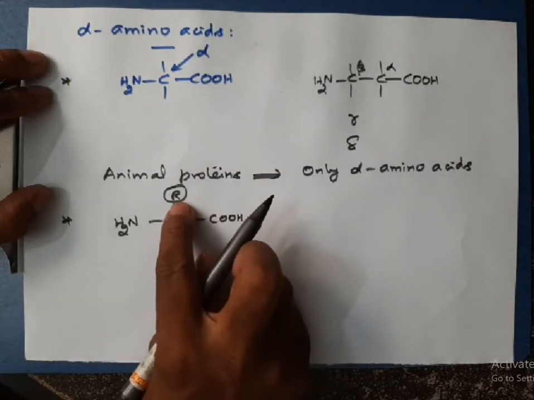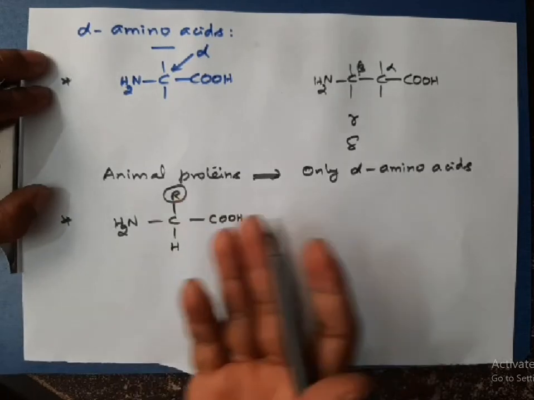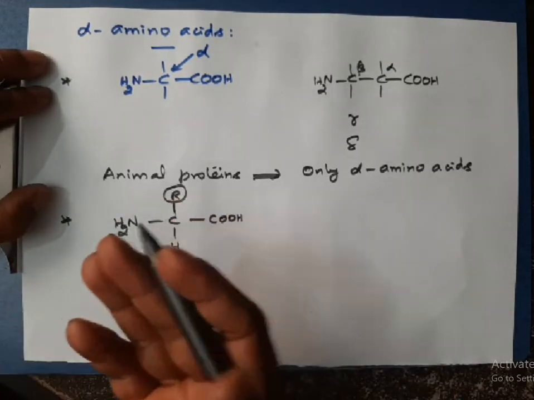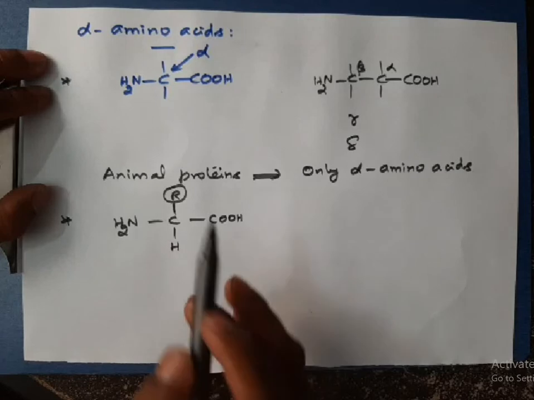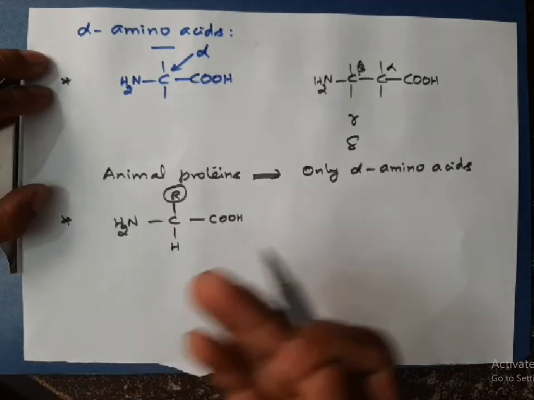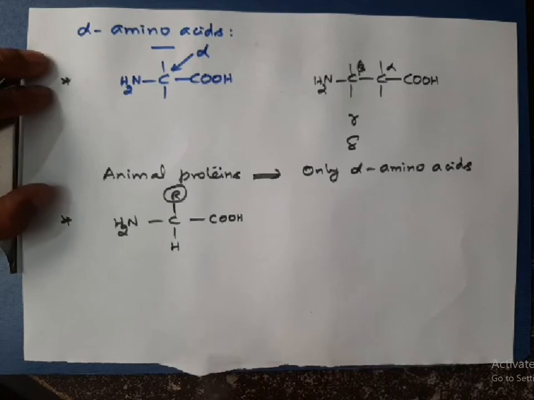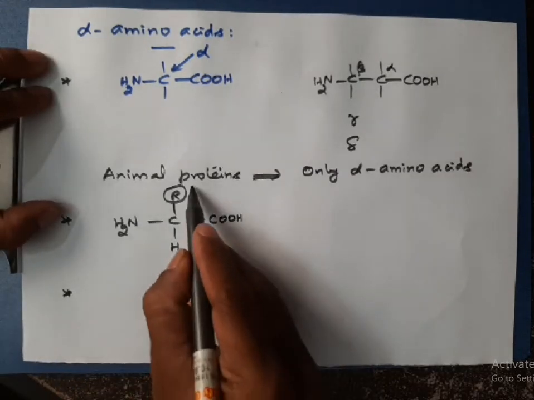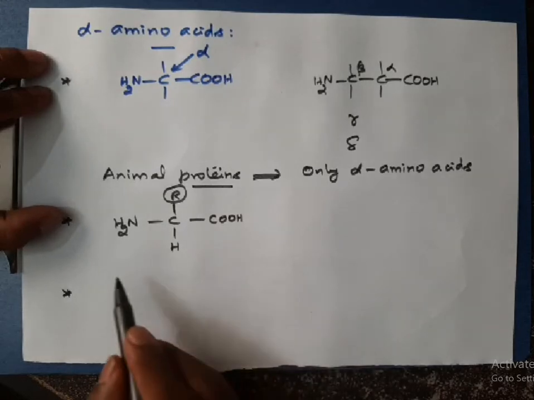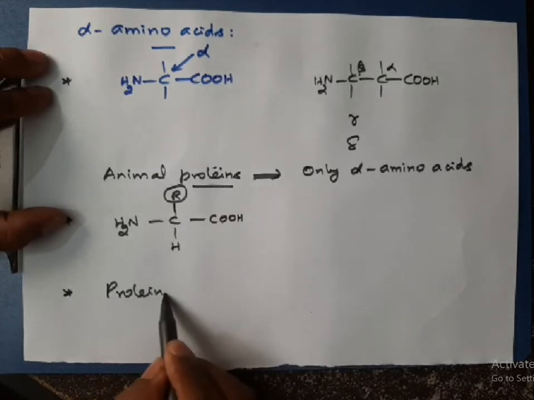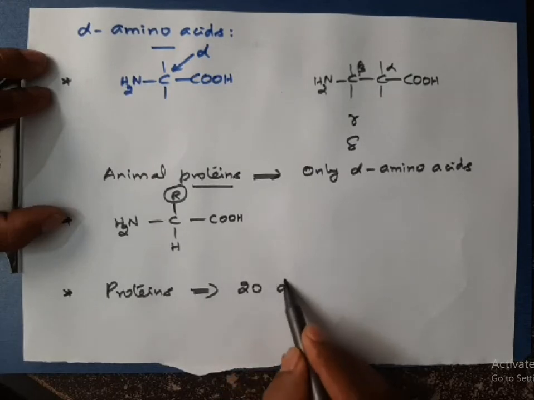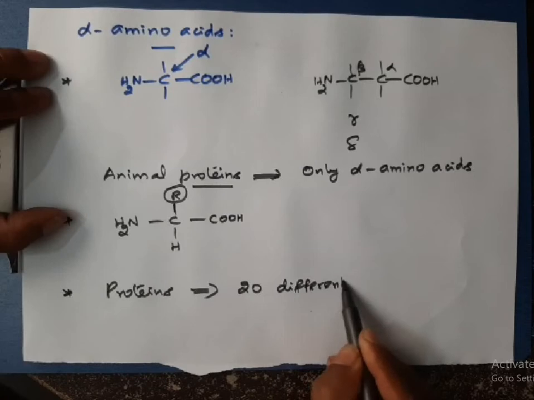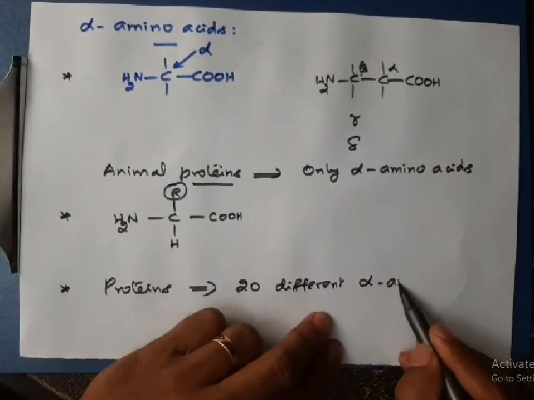Depending upon the R group, it may be hydrogen, methyl, or some primary alcoholic group. We have a lot of examples. Depending upon the R group, you will get different amino acids. It was found that proteins, animal proteins as well as plant proteins, consist of 20 different alpha amino acids.